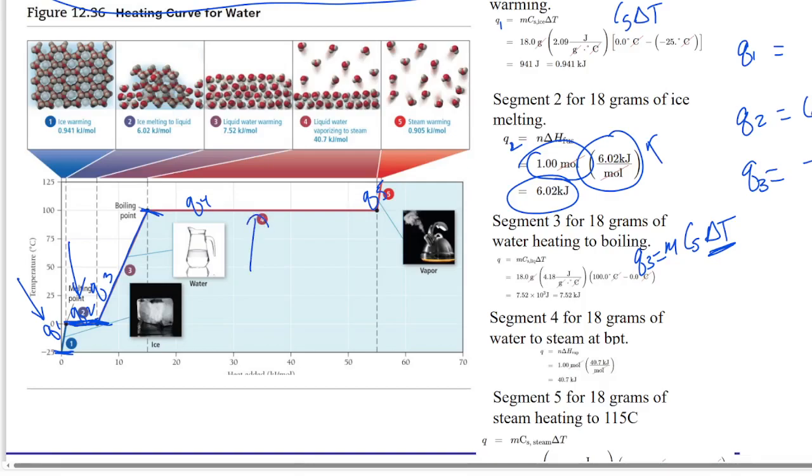Q4 is going to boil all of our water into steam. Notice along Q4 the temperature is not changing. So Q is governed by the number of moles times the delta H, in this case the delta H of vaporization. So we have 1 mole times 40.7 kilojoules per mole, so Q4 is equal to 40.7 kilojoules.